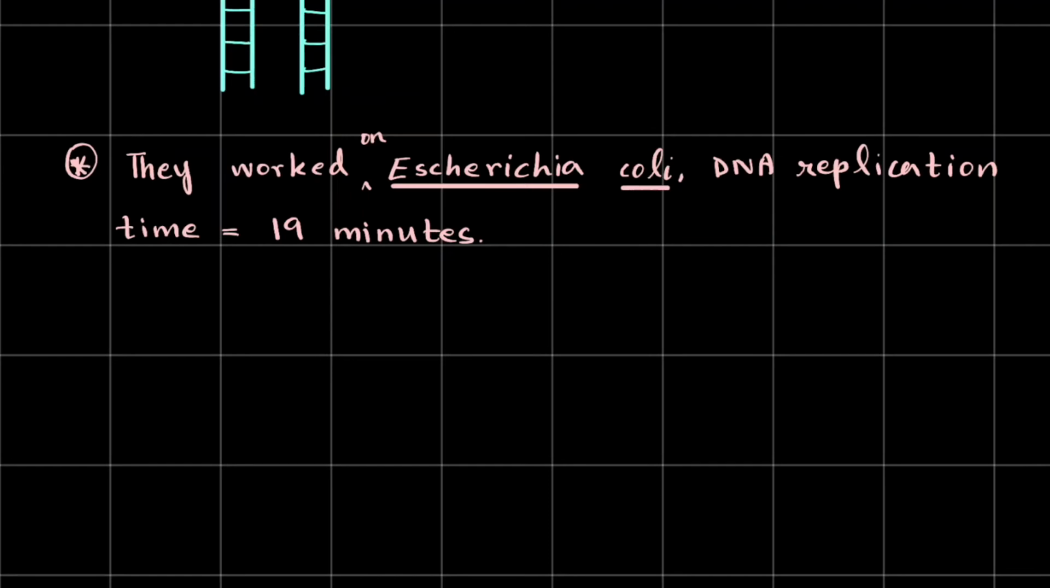So faba beans, Vicia faba: this experiment was carried out on Vicia faba by Taylor et al. Et al. means Taylor and his team, basically. Taylor was the leading scientist in that team, and et al. refers to the other members of his team. So Taylor and his colleagues carried out a similar experiment on Vicia faba and also proved that DNA replication takes place semi-conservatively in eukaryotes, right?